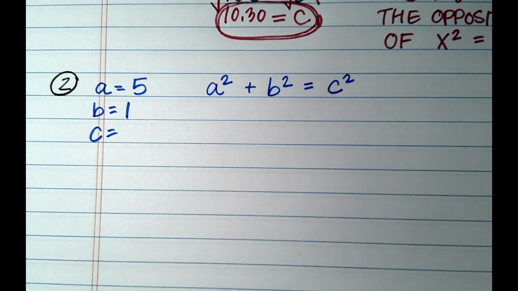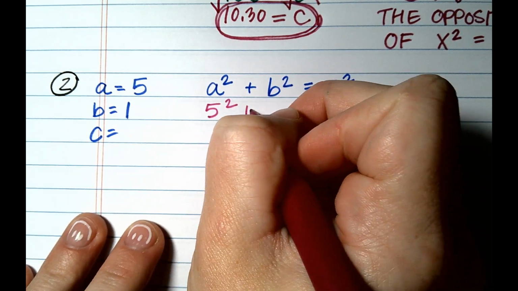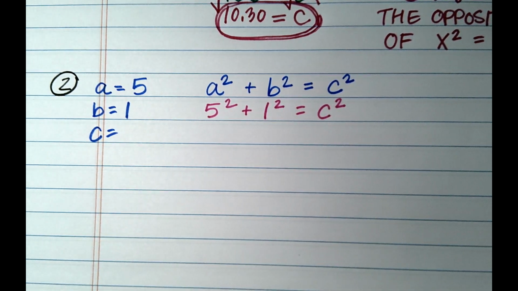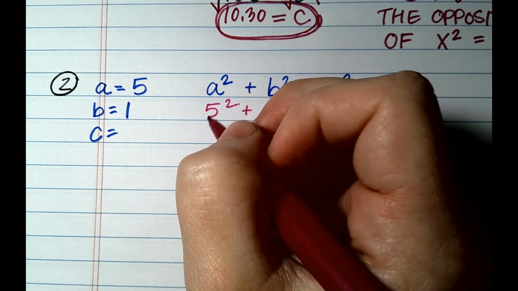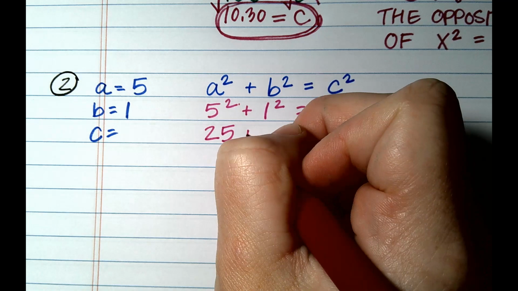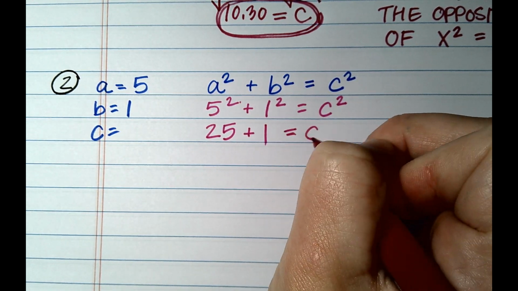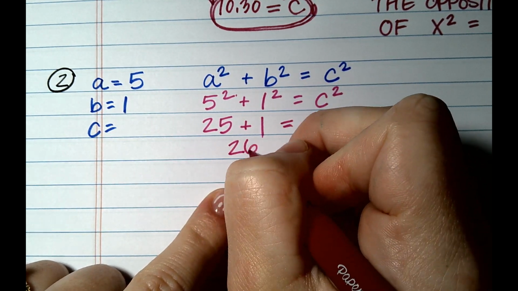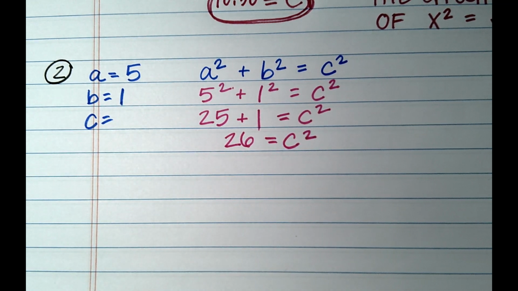So how should I begin? 5 squared plus 1 squared equals c squared. 5 squared is 25. 1 squared is just 1. And that's still equal to c squared. 26. 26 equals c squared. And we just have one more step, don't we?